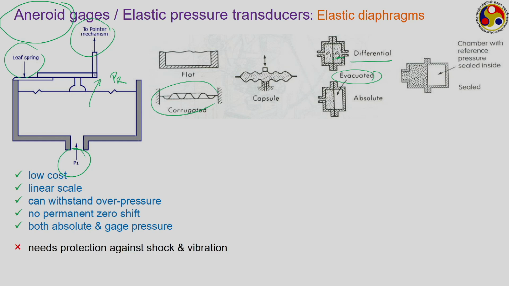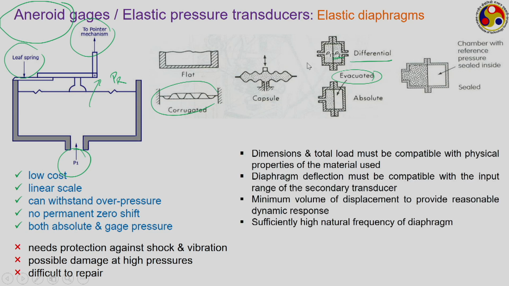However, the issue is that it needs protection against shock and vibration. There can be possible damage if it is subject to very high pressure and high temperatures, and they are difficult to repair. They are just one-off use, or maybe permanently connected to certain kinds of installations. So while designing such elastic diaphragm based pressure transducers, we have to be careful about these factors.